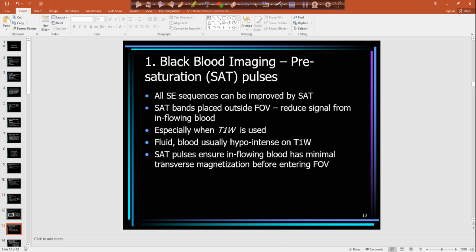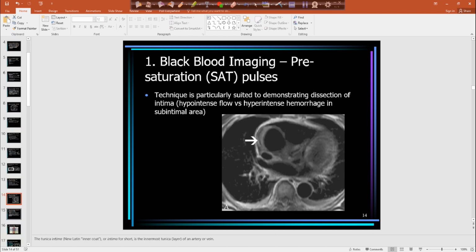So this is just saying those saturation pulses will further null blood flow. You can put them above and below our field of view, depending on if you're trying to saturate arterial versus venous blood flow. So here's an example of when we utilized that sat pulse outside the field of view, it further saturated out our flowing blood so that we were able to see this pathology in this particular vessel.